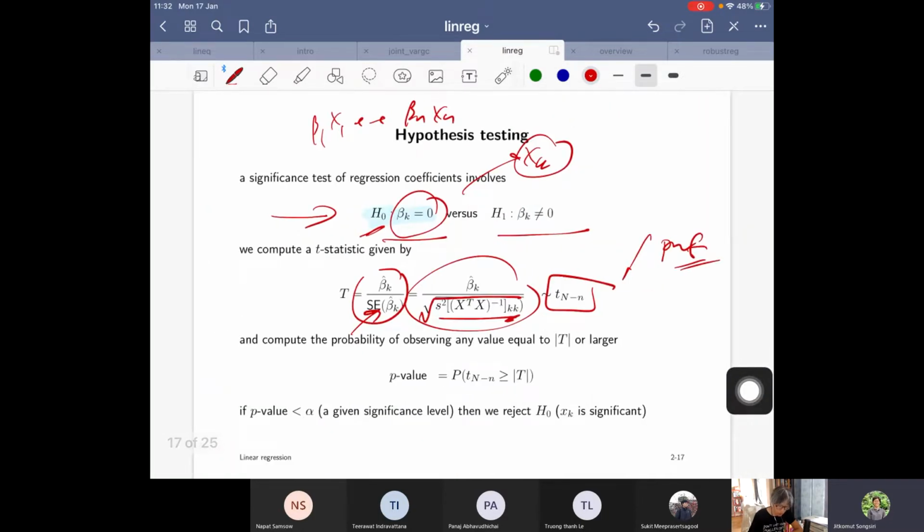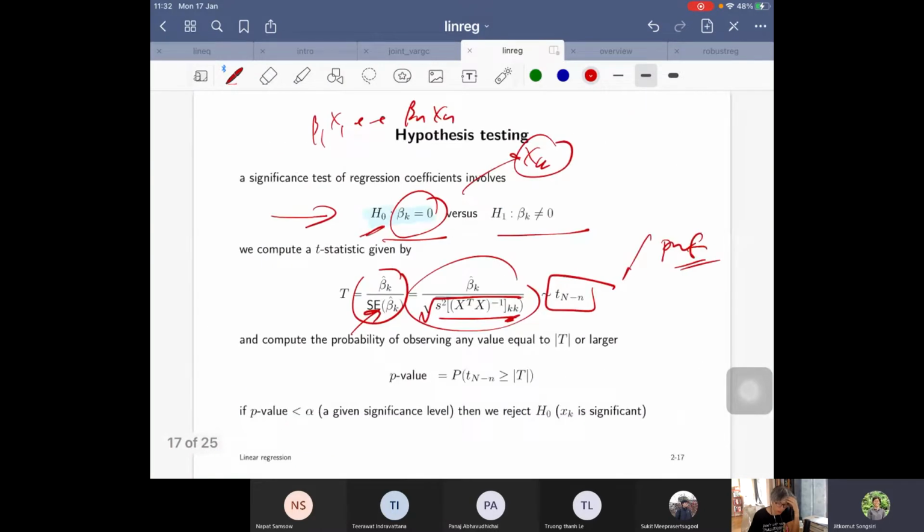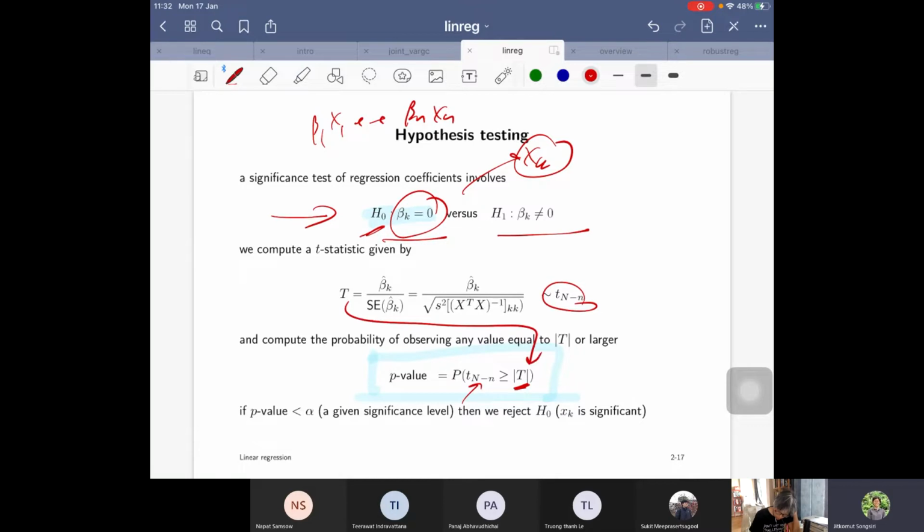And that requires a Gaussian assumption in the DGP as well, it requires that the noise is Gaussian. So of course, the test statistic has a t distribution. When you perform a hypothesis test, you compute the p-value. That is the probability of the t variable being bigger than the magnitude, the absolute value, of this test statistic. This is computed from the data.